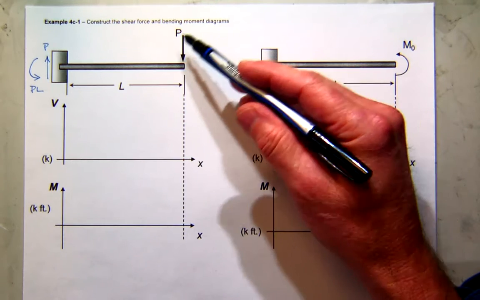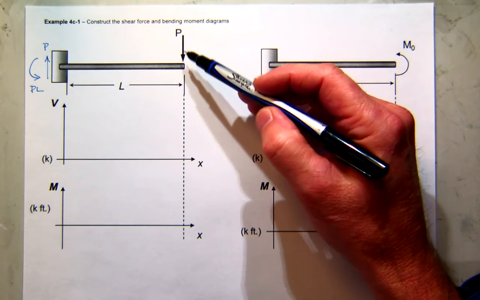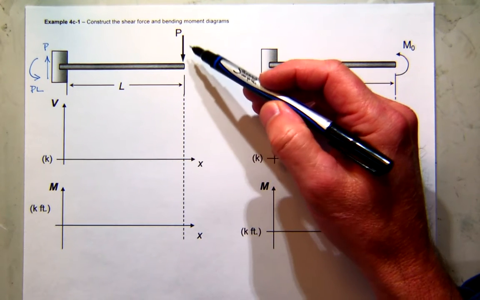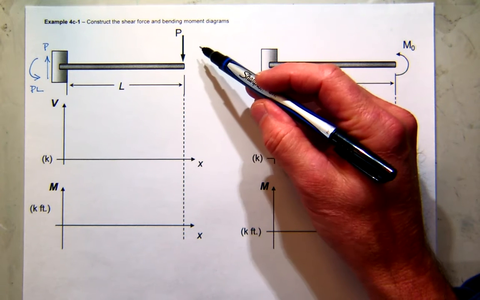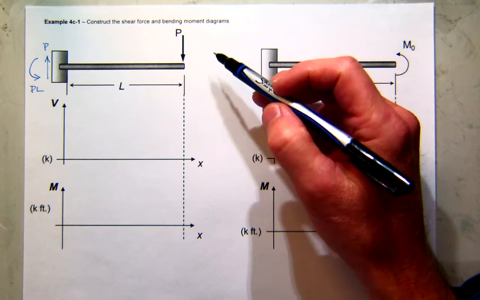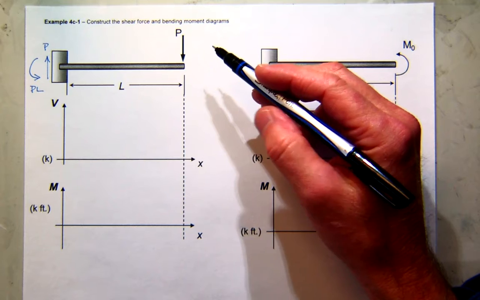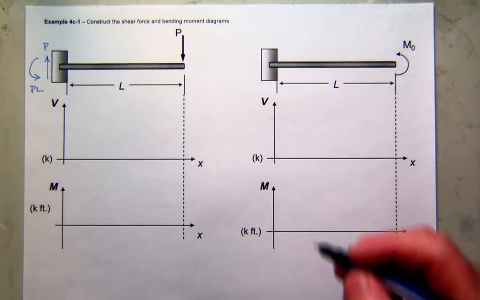Now we get out here on the end, since there's an applied load P there, then we're going to have some idea of what the shear is. What's the bending moment going to be at this free end? Should be 0. So we kind of have a start and finish for that.